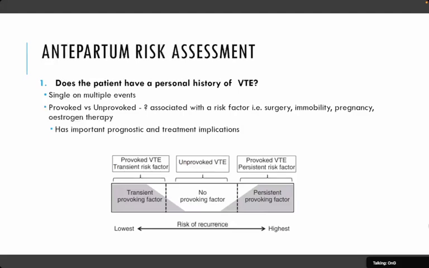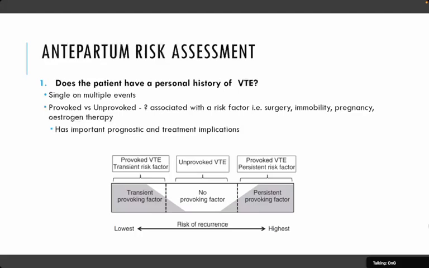So an example of how to assess such patients in the antepartum period is by asking 3 questions or a number of questions. The first being whether or not there's a personal history of VTE. This is because this is the most important risk factor. And it's said that 15 to 25% of all VTE events are recurrent events. And this history can either be of a single or multiple previous events.